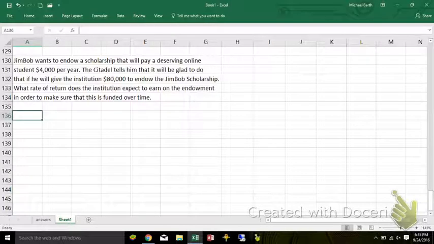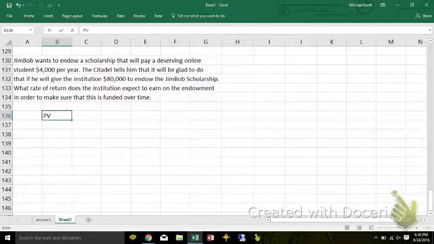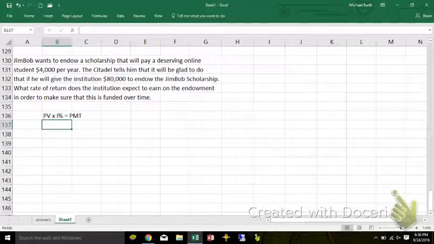All right, so what the Citadel is looking at is that they know they have to take the present value of the endowment times some interest rate, and that has to be enough to make the payments. Now, the number of periods is infinity, so it doesn't have a definition. And the future value is undefined because the future value is a single dollar amount at the end. Since the periods never end, you can't have a future value because there is no end point.